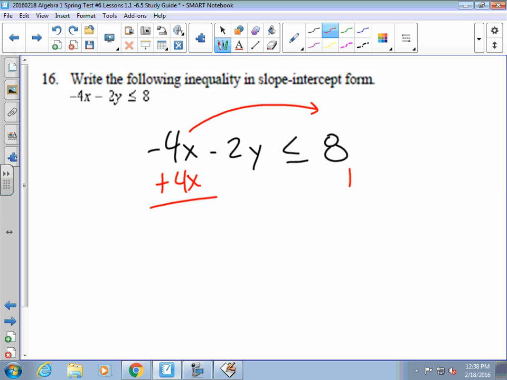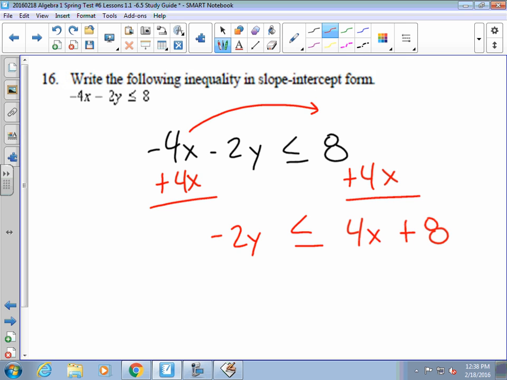If you do it here, you do it here. We can't add 8 and 4x to get 12x because one has an x, the other one doesn't. They are not like terms. This leaves us with negative 2y on the left. All we did was add something, so your symbol does not reverse. Positive 4x, and it's positive 8, so you put a plus there.